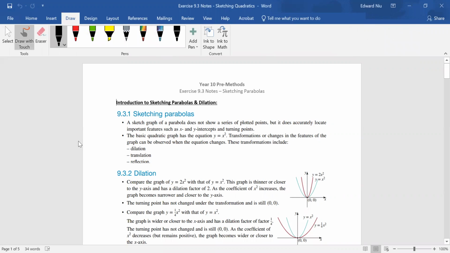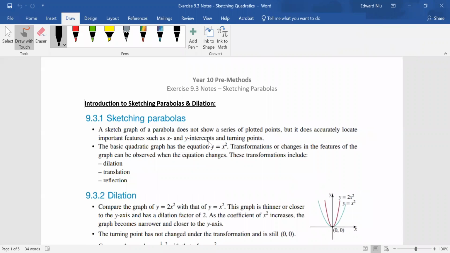Now, parabolas have some key features, and the first one we're going to take a look at is, what are they, and also what does dilation mean? So if we were to sketch a parabola, it doesn't necessarily show the plotted points, okay? Just like when we're sketching a linear line, we just need 2 points to sketch a linear line.